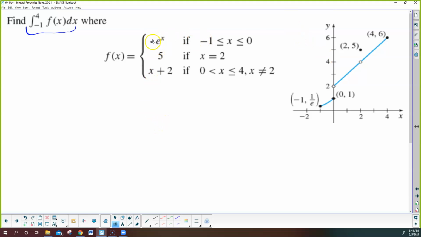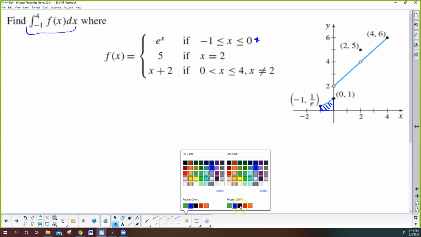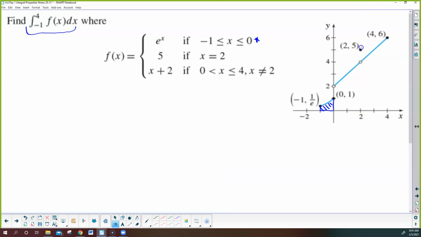But let's look at the pieces. Right? The first piece right here goes from -1 to 0. Right? So I need to find the area under that curve. And then I've got exactly 1 point right here at x equals 2.